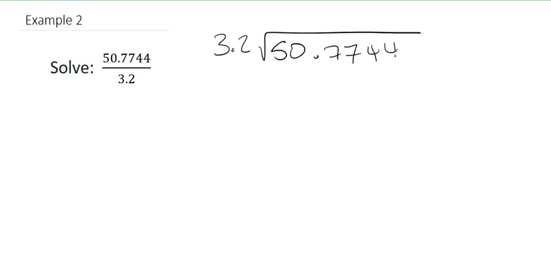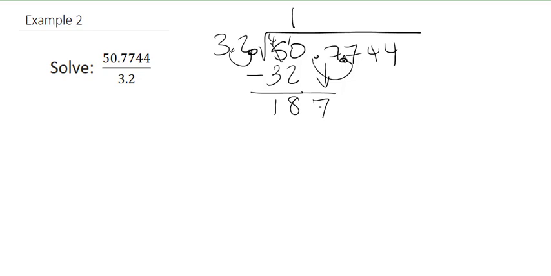So let's move the decimal over 1 on the divisor, and we're going to do the same to the dividend. So now we have 32 going into 507.744. And now we can start our long division. 32 goes into 50 one time. So 32 times 1 is 32. And we do minus, and we have 10 minus 2, which is 8. 4 minus 3 is 1. So we have 18.